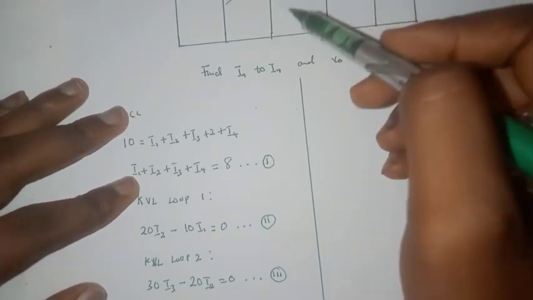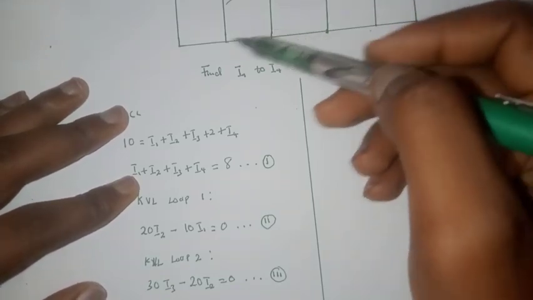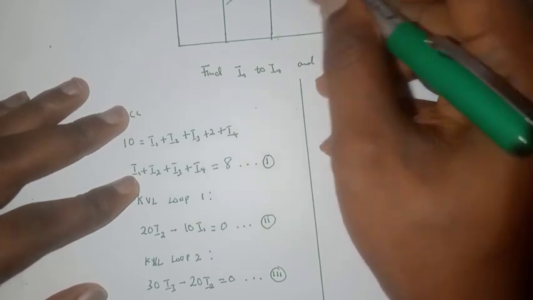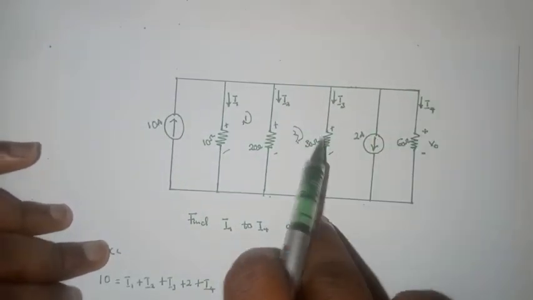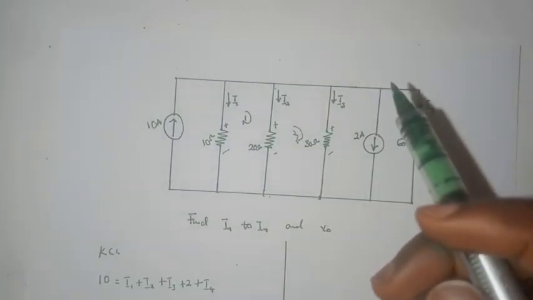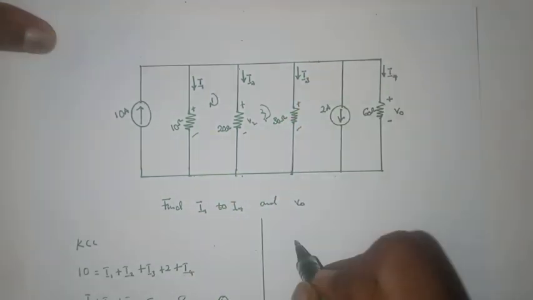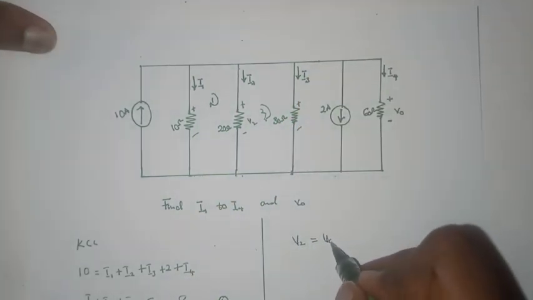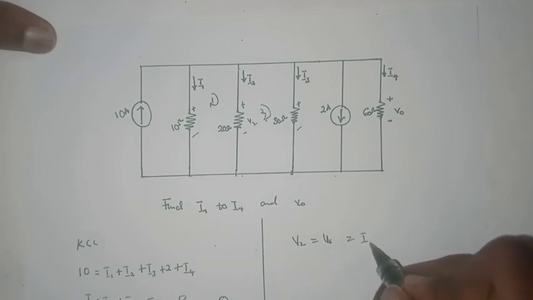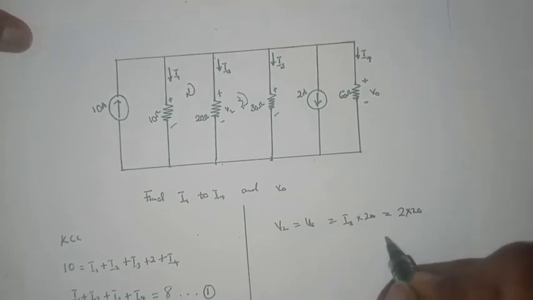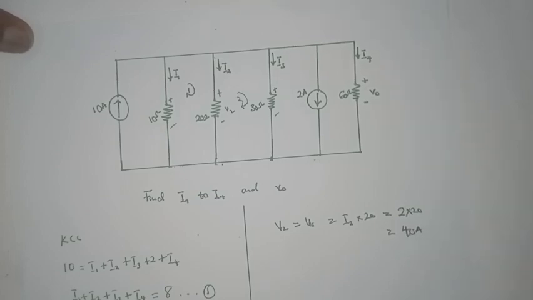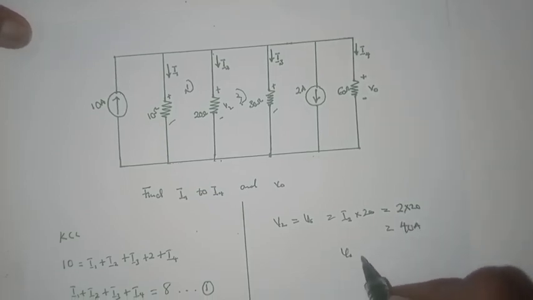would be equal to 20 times I2. If you want to take V0 here, because this circuit is in parallel, the voltage drop is the same across each resistor. So you can simply say that V2 is equal to V0, which is equal to I2 times 20. Now we recall that I2 is equal to 2 amperes, which means that 2 times 20 equals 40 amperes. So V0 is equal to 40 amperes.